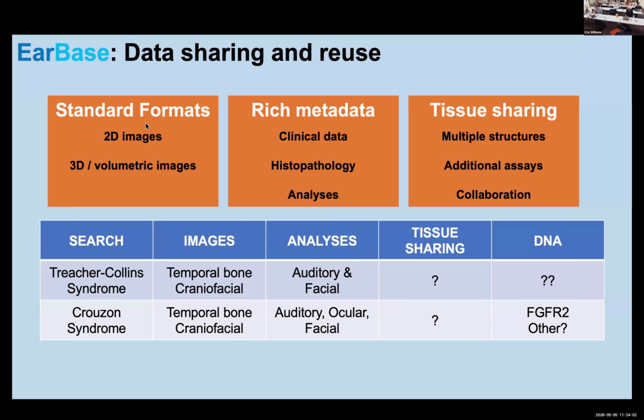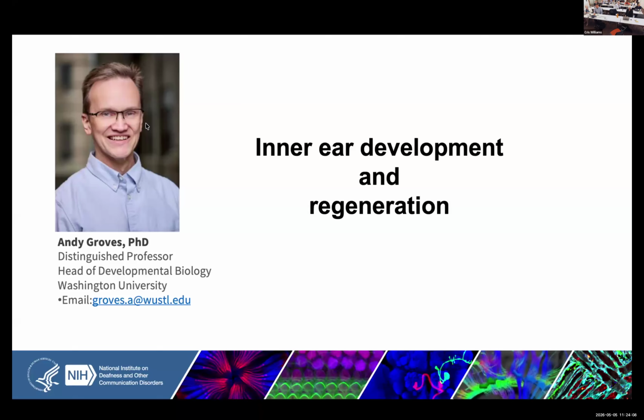And just to illustrate the potential of that, I would like to close my talk with a story. And it involves this gentleman here, Andy Groves. Now, Andy is the new head of developmental biology at WashU, recently moved from Baylor in the fall. Some of you may know him. In our field, Andy has conducted research on inner ear development and regeneration for over 25 years. He's a legend in our field, but doesn't like to be referred to in that way. He's one of the nicest guys you'll ever meet.